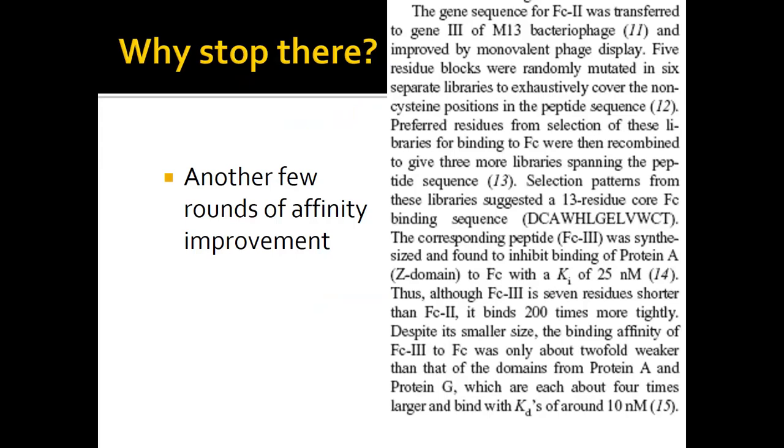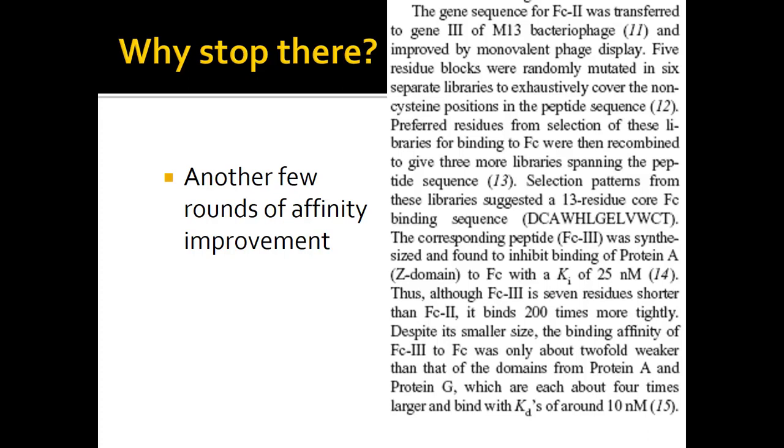So they didn't stop there, though. That peptide was good. But they actually wanted to do another few rounds of affinity maturation because 5 micromolar is actually still pretty weak. They wanted to see if they could get down to nanomolar, and they could because they did the phage display a few more times. Basically they took the FC2 sequence, the second of the 2 identical looking sequences, and they did another round of phage display where they randomly mutated 5 residue blocks to exhaustively cover all the non-cysteine positions.